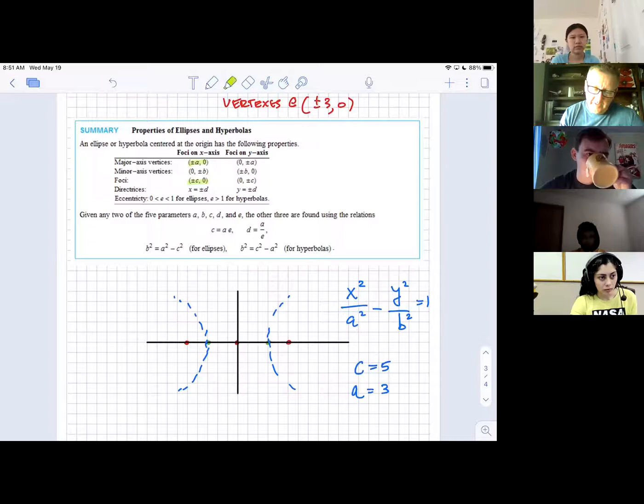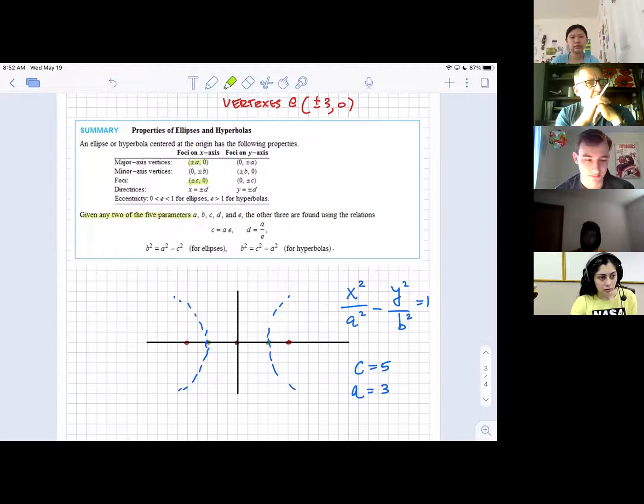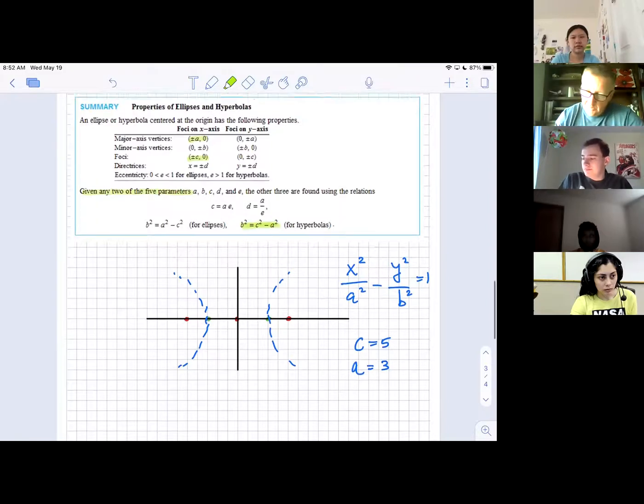And so now these formulas take over. Given any 2 of these 5 parameters, I can now find anything I want. So now I can take off and just either reason for myself a little bit or maybe rely on these formulas a little bit. So for a hyperbola, this is my connection between A, B, and C. So since I have A and C, this is going to allow me to get B. That's kind of cool. So awesome.